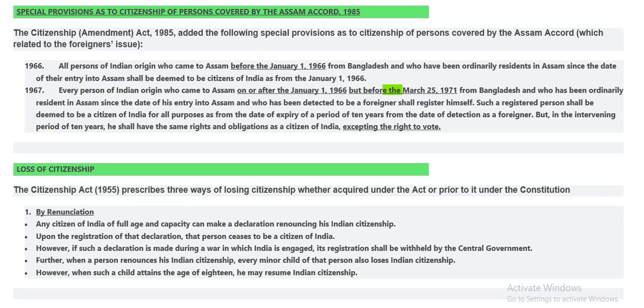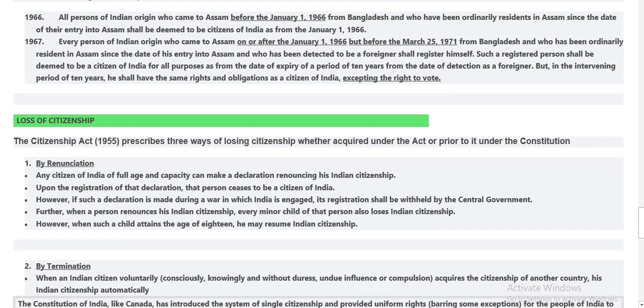Every person of Indian origin who came to Assam on or after January 1, 1966 but before March 25, 1971 from Bangladesh and who has been ordinarily resident in Assam since the date of his entry into Assam and who has been detected to be a foreigner shall register himself. Such a registered person shall be deemed to be a citizen of India for all purposes as from the date of expiry of a period of 10 years from the date of detection as a foreigner. But, in the intervening period of 10 years, he shall have the same rights and obligations as a citizen of India, excepting the right to vote.